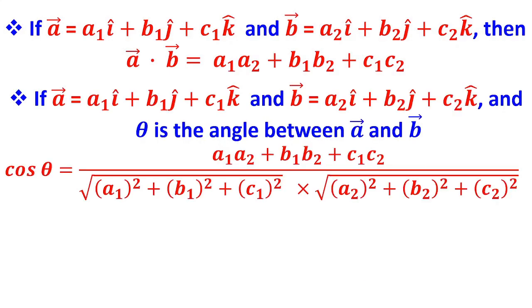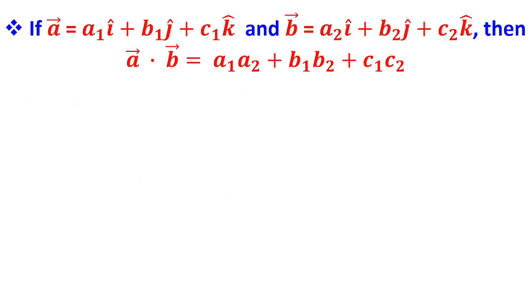Now suppose they are expressed in terms of components, that is vector A is written as A1 i plus B1 j plus C1 k and vector B as A2 i plus B2 j plus C2 k. Then A dot B is A1A2 plus B1B2 plus C1C2. It is just expanded. Then i dot i, i dot j, i dot k, all these values are put there. i dot i, j dot j and k dot k will become 1 and the remaining i dot j, j dot k, k dot i will become 0. So you will get A1A2 plus B1B2 plus C1C2.